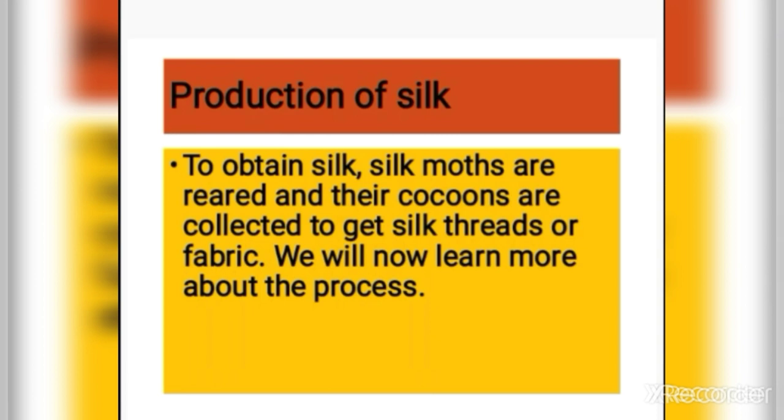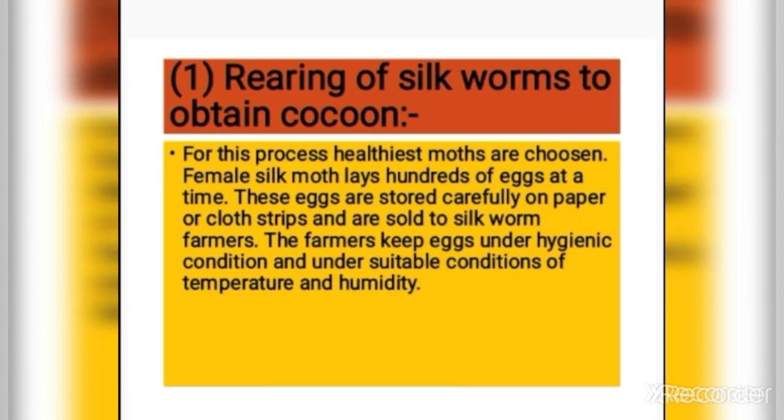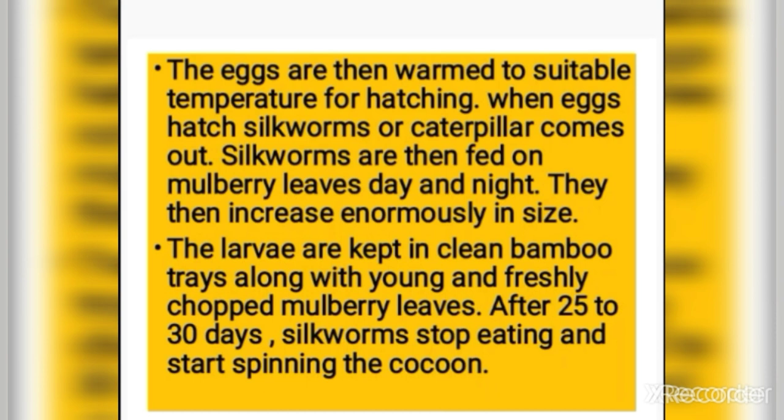For the production of silk, the first stage is rearing of silkworms to obtain cocoons. For this process, the healthiest moths are chosen. A female silk moth lays hundreds of eggs at a time. These eggs are stored carefully on paper or cloth strips and are sold to silkworm farmers. The farmers keep eggs under hygienic conditions and under suitable conditions of temperature and humidity. The eggs are then warmed to a suitable temperature for hatching.